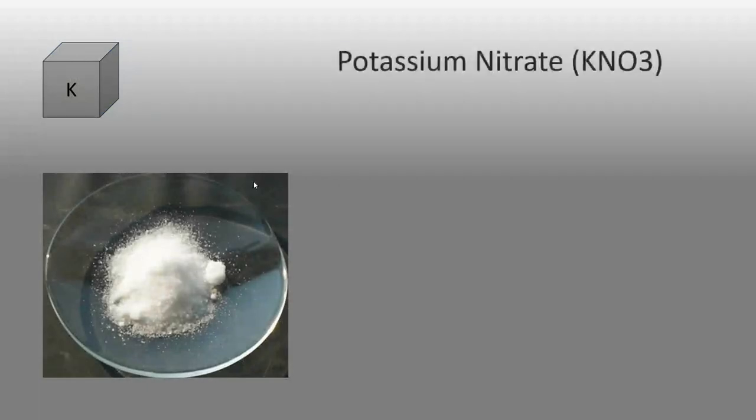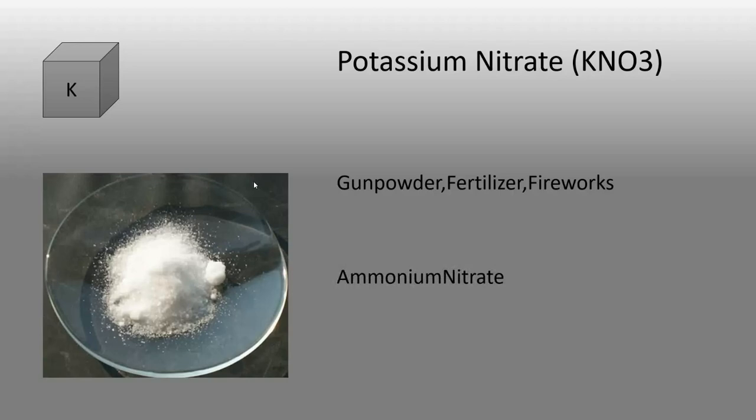Next metal is potassium. The basic ore of potassium is potassium nitrate. It is used in gunpowder as well as fertilizer and fireworks. Another chemical with the same properties, used as a fertilizer and in bomb making, is ammonium nitrate. So you have to remember ammonium nitrate and potassium nitrate here.